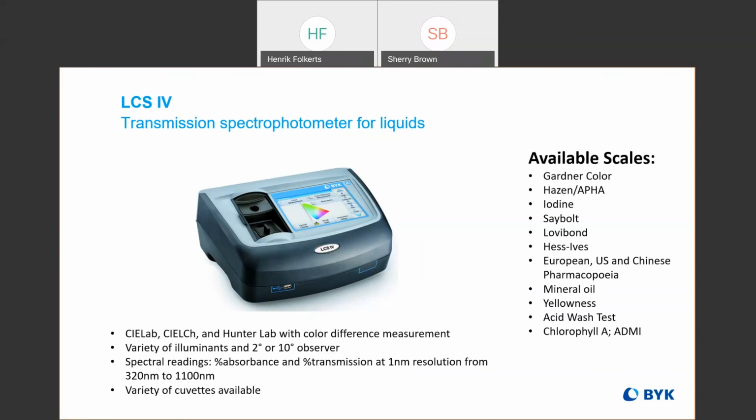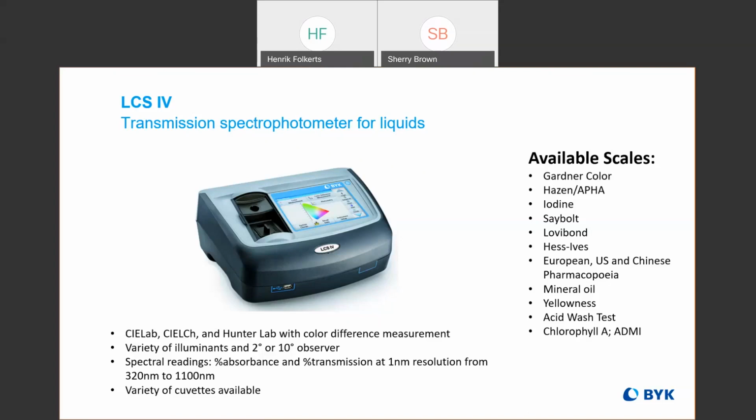It comes in a variety of illuminants and allows you to utilize either the 2 or 10 degree observer for color measurements, whereas the LCM, I believe, is fixed on the C illuminant and the 2 degree observer. And it can do spectral readings, meaning it can do percent absorbance and percent transmission. This is the percent of light that is either absorbed or passes through the material at a given wavelength, and you can measure that at a 1 nanometer resolution all the way from 320 nanometers to 1100 nanometers. So that covers the entire range from UV all the way up through the infrared range.